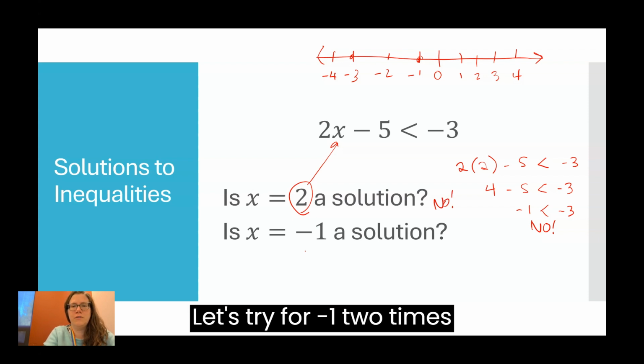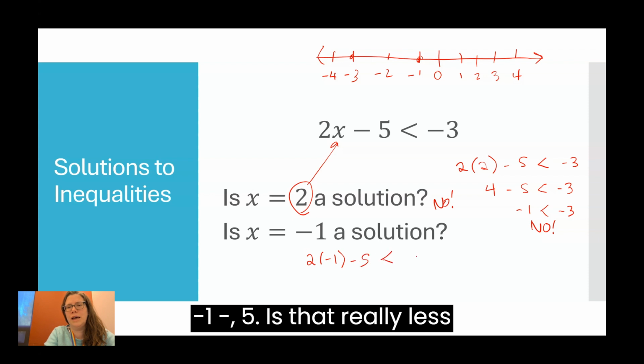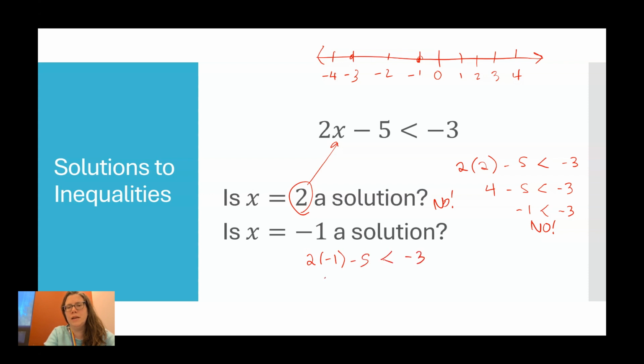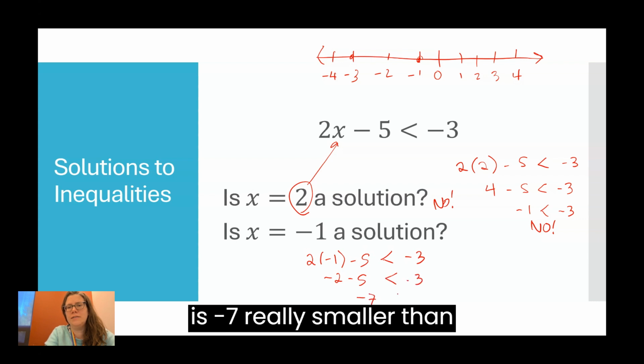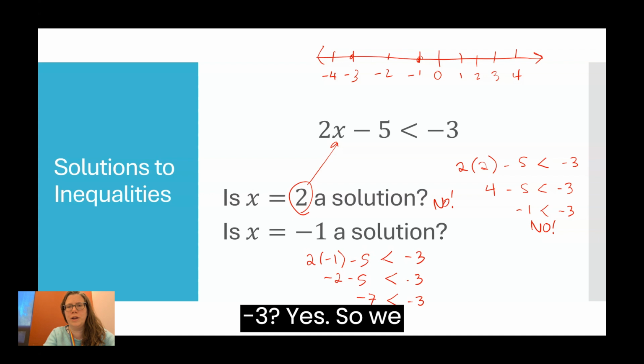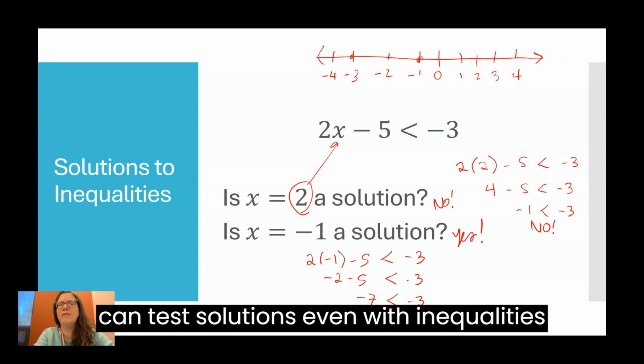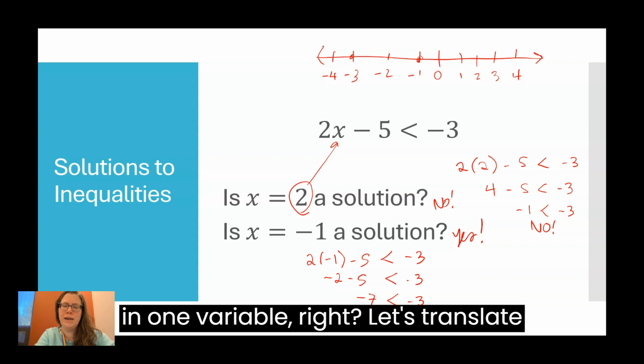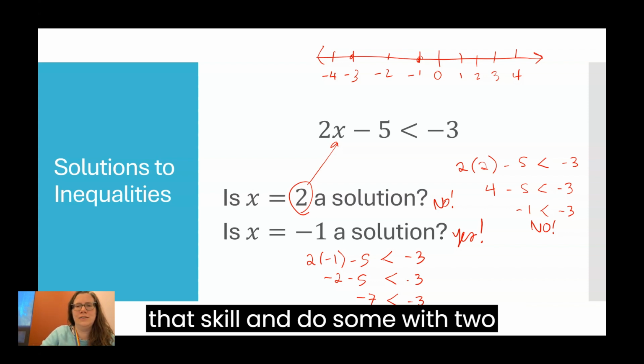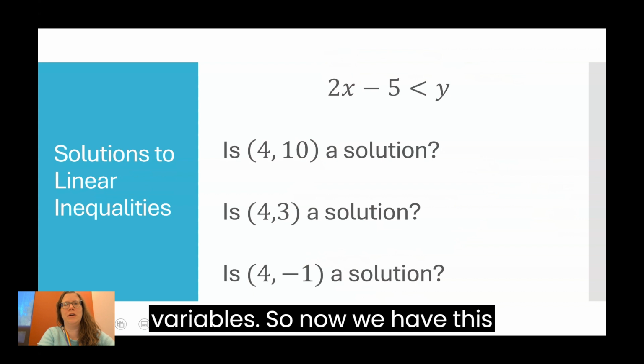Let's try -1. 2 times -1 minus 5. Is that really less than -3? -2 minus 5, -7. Is -7 really smaller than -3? Yes. So we can test solutions even with inequalities in one variable, right? Let's translate that skill and do some with 2 variables.